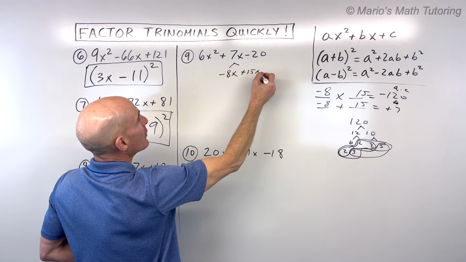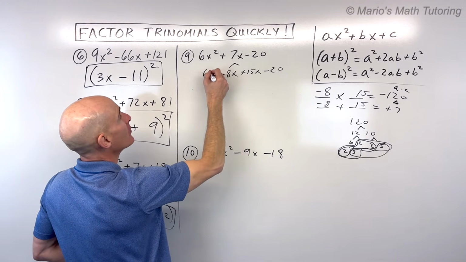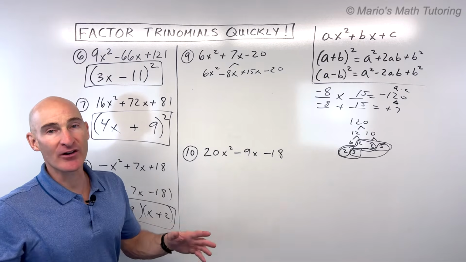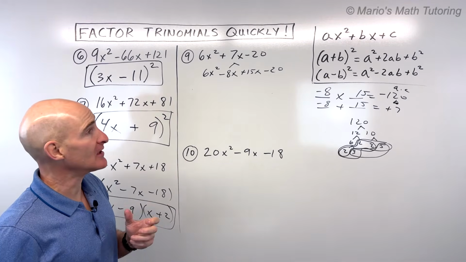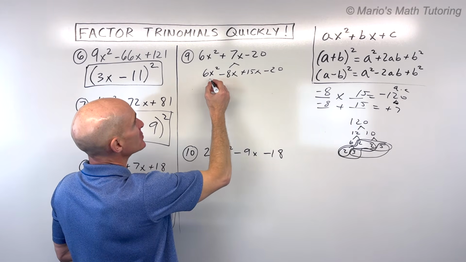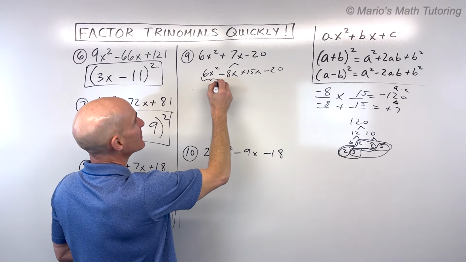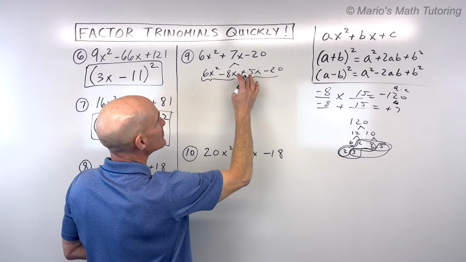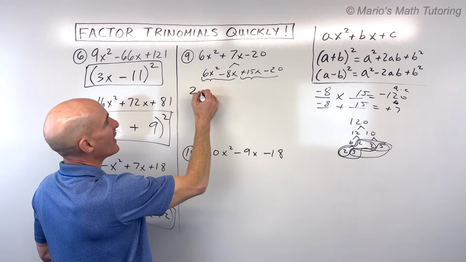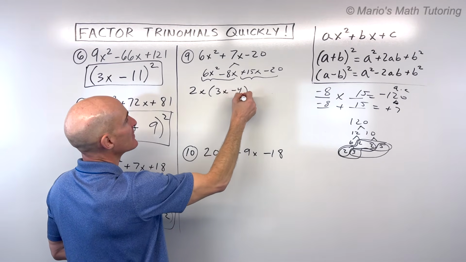and 15x. Now, a question students often ask me, they'll say, Mario, does it matter if I put the 15x here and the negative 8x here? It doesn't matter. The order doesn't matter. You're going to get the same result in the end. Okay, then we're going to split the middle term and factor by grouping. So I like to make a little bracket, make sure you capture whether it's positive or negative. Factor out the greatest common factor, which is going to be 2x. That's going to leave us with 3x minus 4.